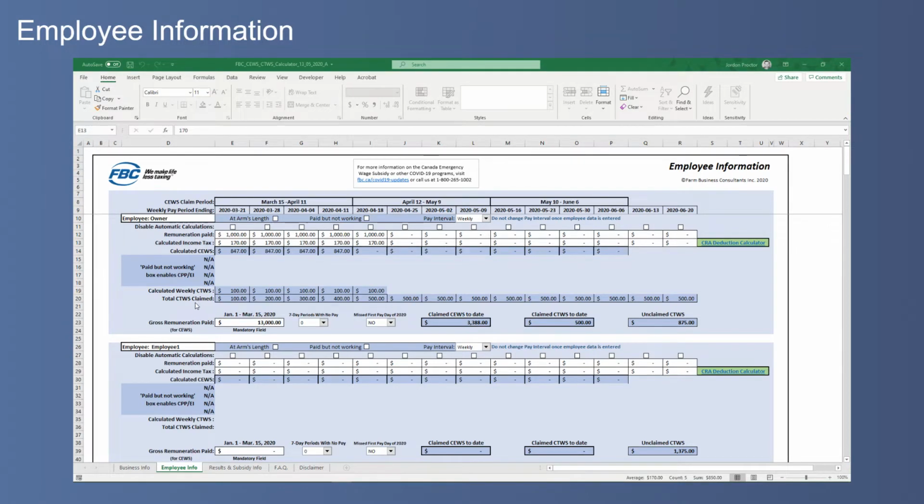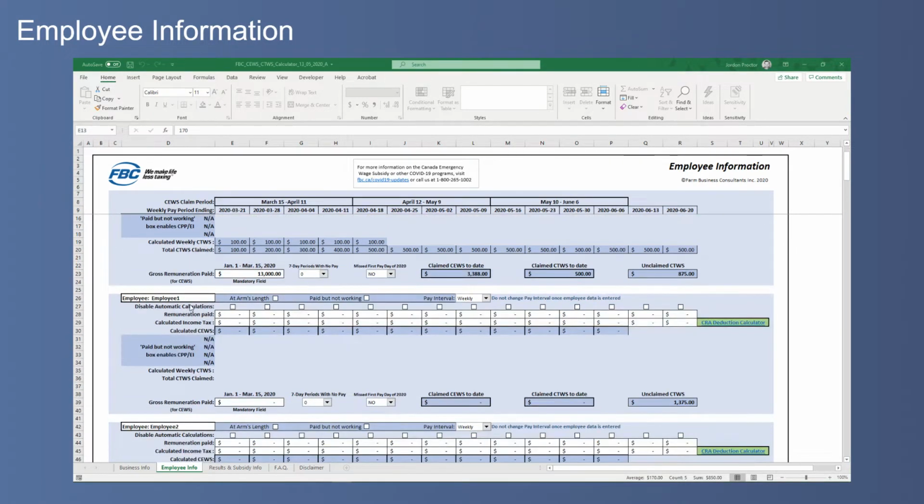Scrolling down to employee number 1, we're going to have them at arm's length. They aren't an owner of the business, nor are they related to anyone who owns it. They were paid and working, so that box will remain unchecked. They were also a weekly paid employee. And their gross remuneration paid leading up to COVID, we're going to leave that blank, as if they were a new employee that was recently hired, for instance.